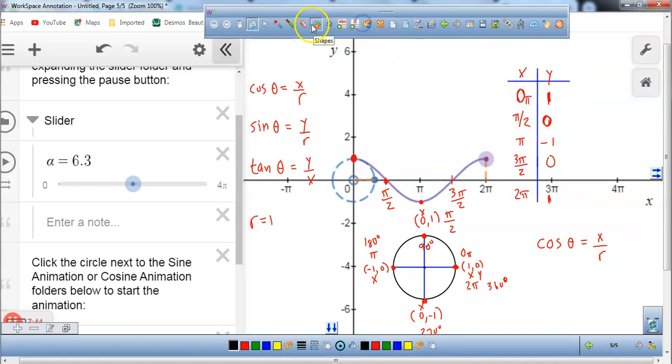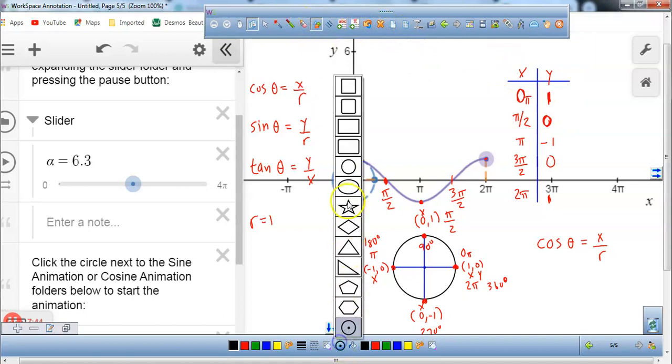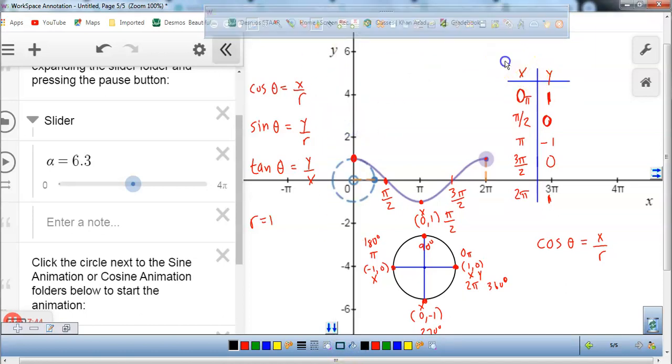Oh, didn't mean to do that. I had to do a different shape. There we go. So here's your table right there that deals with the cosine of x.